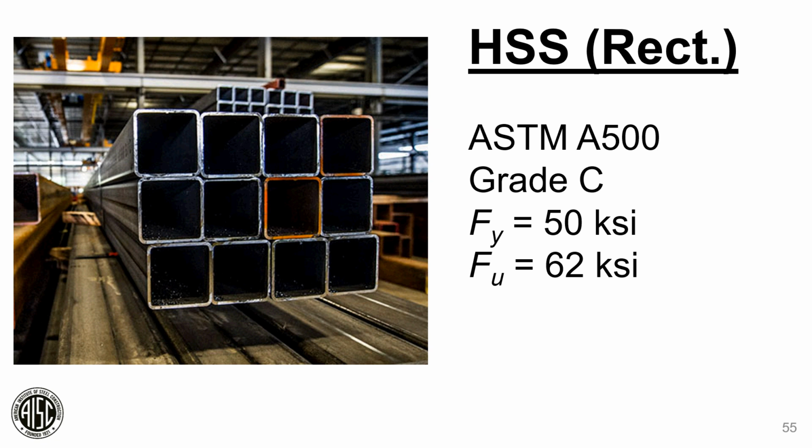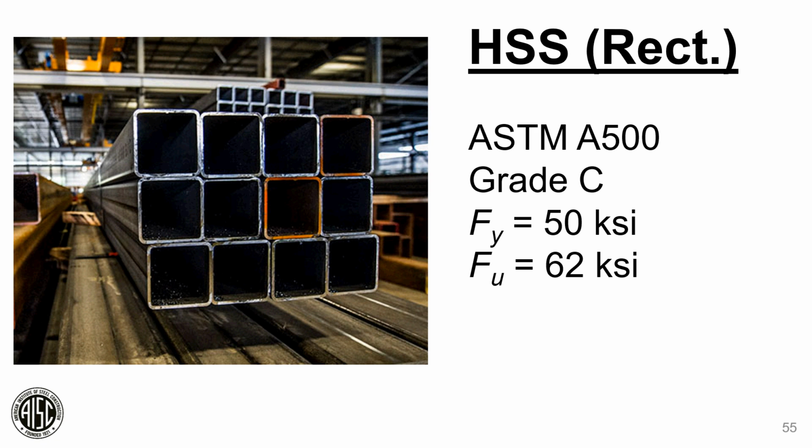What you should be specifying is ASTM A500 grade C, because all domestic HSS mills are producing all their material meeting A500 grade C, which is 50 KSI as opposed to the 46 KSI which was used for grade B. So if you specify A500 grade C, you can take advantage of the added strength. So keep that in mind.